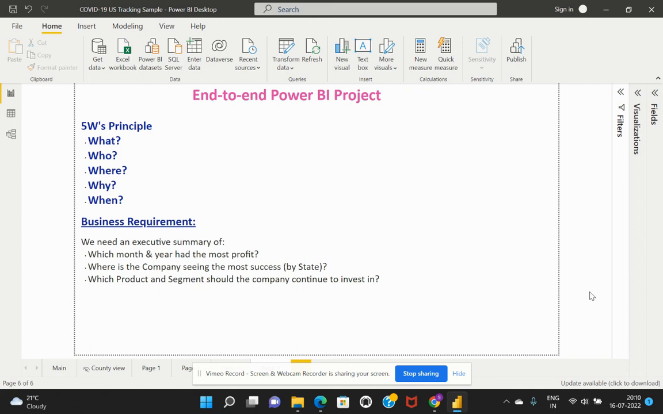Based on these three questions, we would need to work on the reporting part and ensure that all these questions are answered in the right format and delivered by the requested timeline.